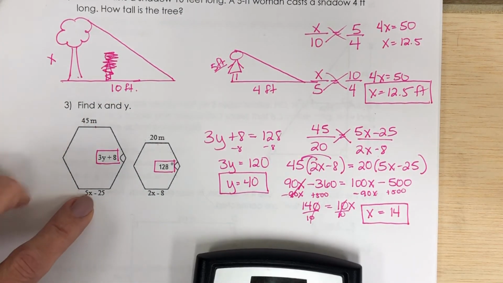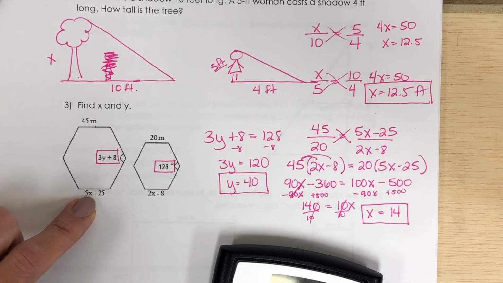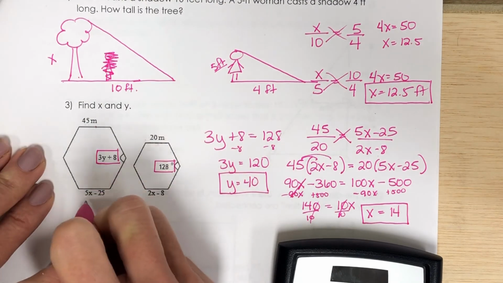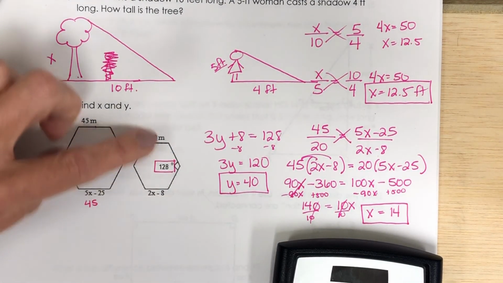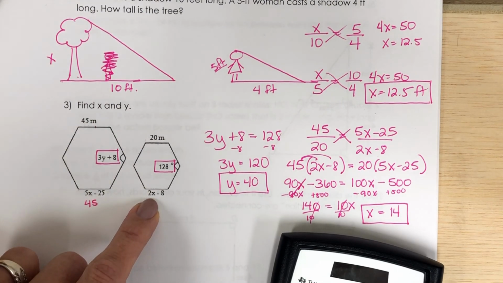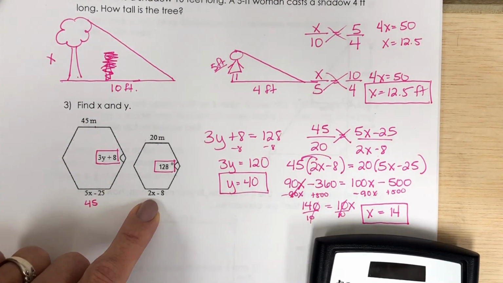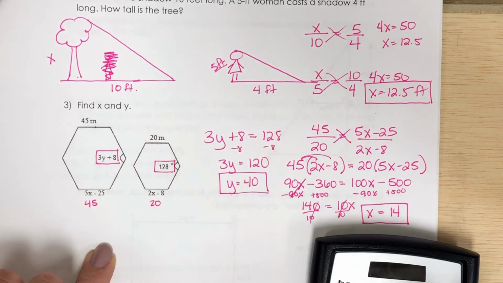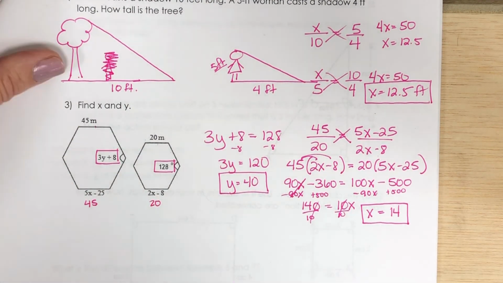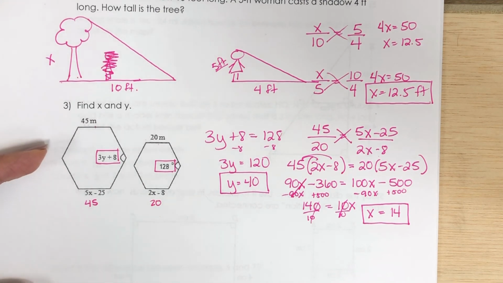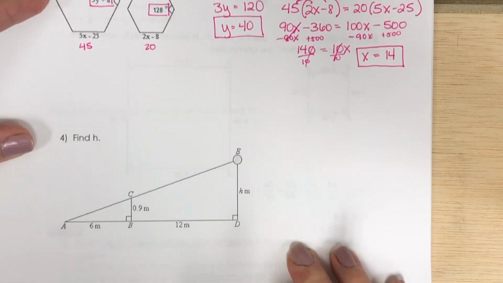And I should be able to plug this back in. Let's see, 5 times 14 minus 25 is 45. Ooh, that matches. I'm going to assume that these are going to match as well. 2 times 14 minus 8 is 20. Excellent, and that makes sense for my picture as well. All right, hopefully we're getting the hang of setting up proportions.